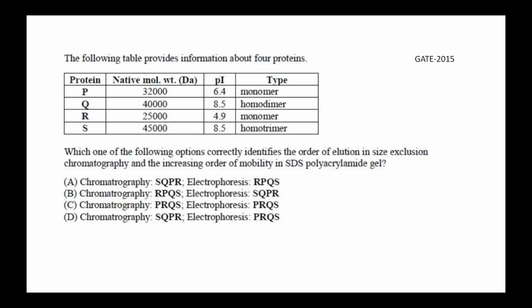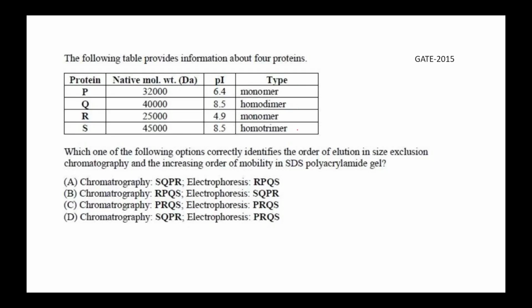Hello everyone. So in today's video, we are discussing the question from the GATE Life Sciences 2015 paper. I have taken this question from the biochemistry portion. In this question, you can see a table is provided and four different proteins are given. Their molecular weight in the native form is given, their PI values are given, and their type is given.